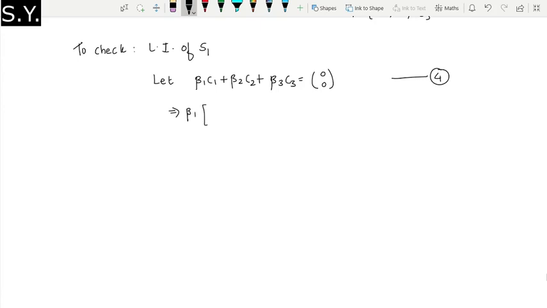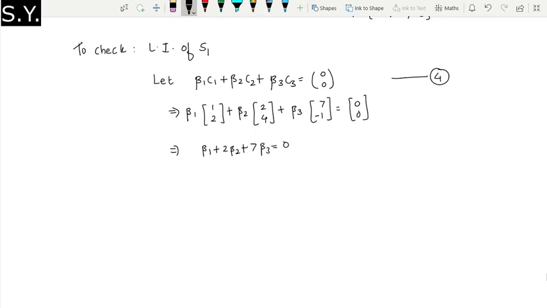Now you can put the value of C1, C2 and C3. My C1 is 1, 2 plus beta 2. My C2 is 2, 4 plus beta 3, and my C3 is 7, -1, which is equal to 0, 0. Now let us solve it. So this implies beta 1 plus twice beta 2 plus 7 times beta 3 is equal to 0, and over here twice beta 1 plus 4 times beta 2 minus beta 3 is equal to 0.